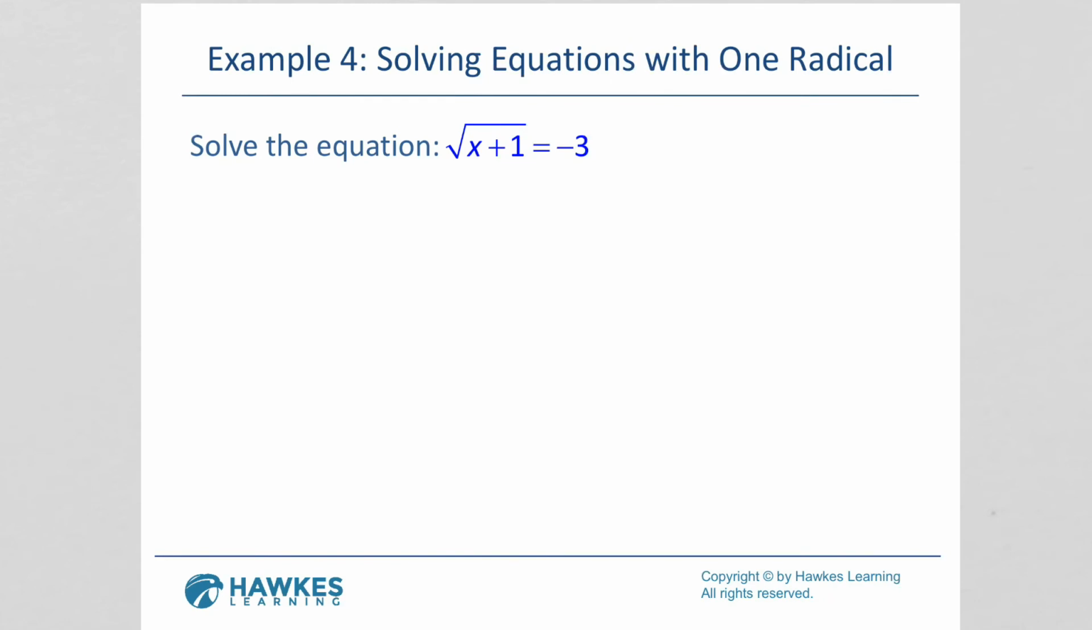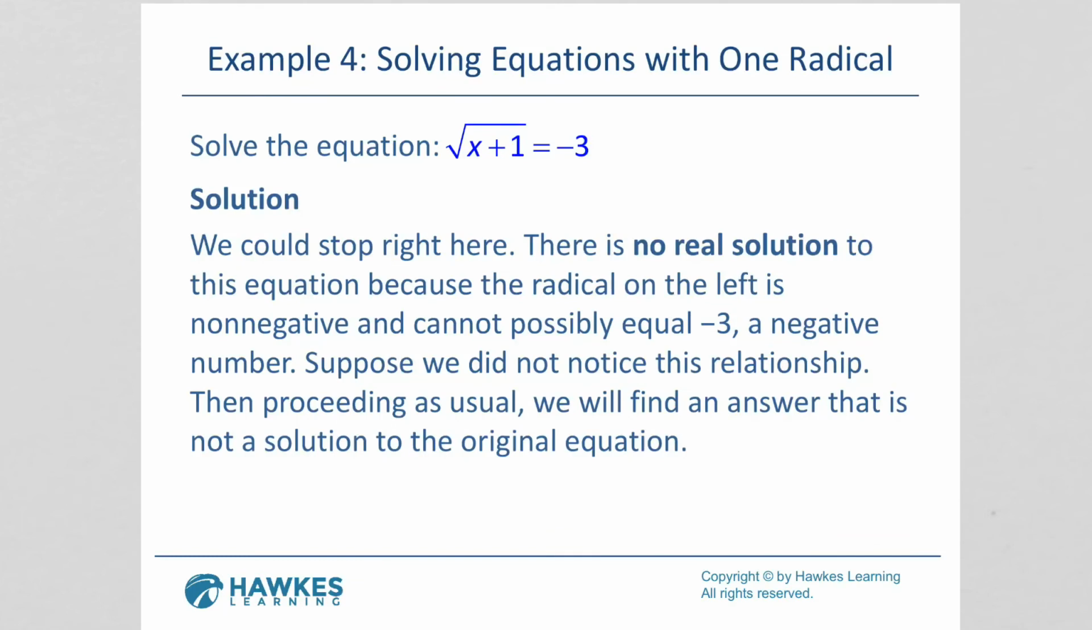Example 4, solve the equation. Square root of x plus 1 equals negative 3. We can actually stop right here. Remember, we've already said you can't take an even root of a number and have it be negative. That means we have a non-real solution. So we can't have a square root, a fourth root, a sixth root, an eighth root. We can't have an even root equal to a negative number.